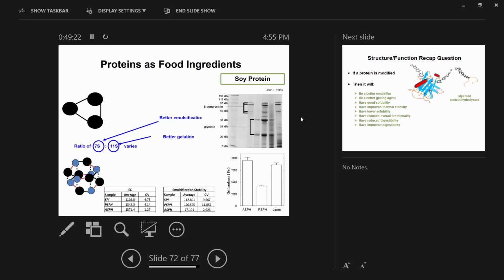As for emulsification, the opposite. Both hydrolysates actually had better emulsification capacity than the isolate, but what's more important is the stability of the emulsion. You not only form the emulsion, but how stable is the emulsion? The stability of the emulsion where the beta-conglycinin was hydrolyzed dropped severely. Okay, and that kind of confirms that one is better for emulsification and one is better for gelation.